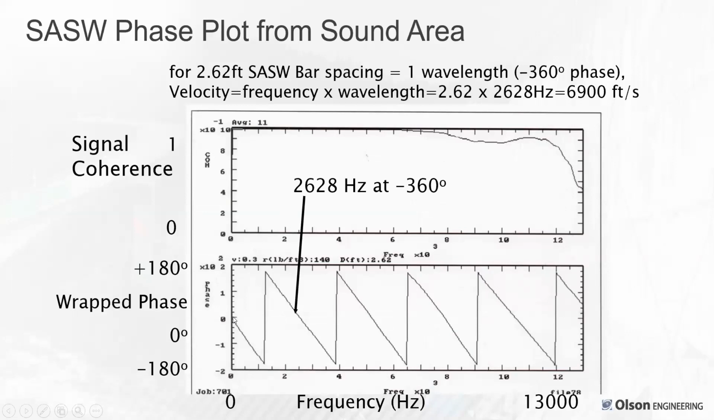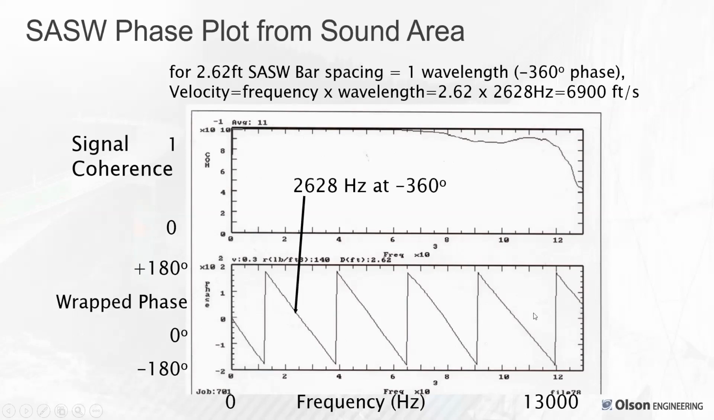These phase cycles, this is called wrapped phase. It goes from 0 to minus 180. It jumps up, comes back down, and at 2628 hertz, that shows that the response of the far receiver is one wavelength lagging the response to the surface wave energy of the closest receiver to the impact. So the math is, in a simple sense, that for this spacing of 2.62 feet, that's one wavelength. Velocity equals frequency times wavelength, multiplying times the spacing on the bar gives you 6,900 feet per second.